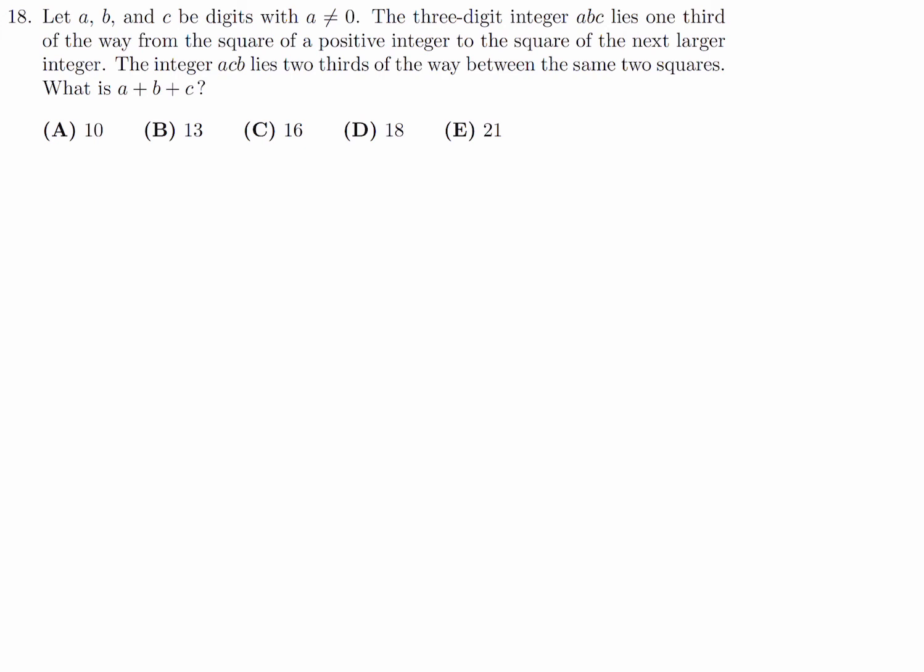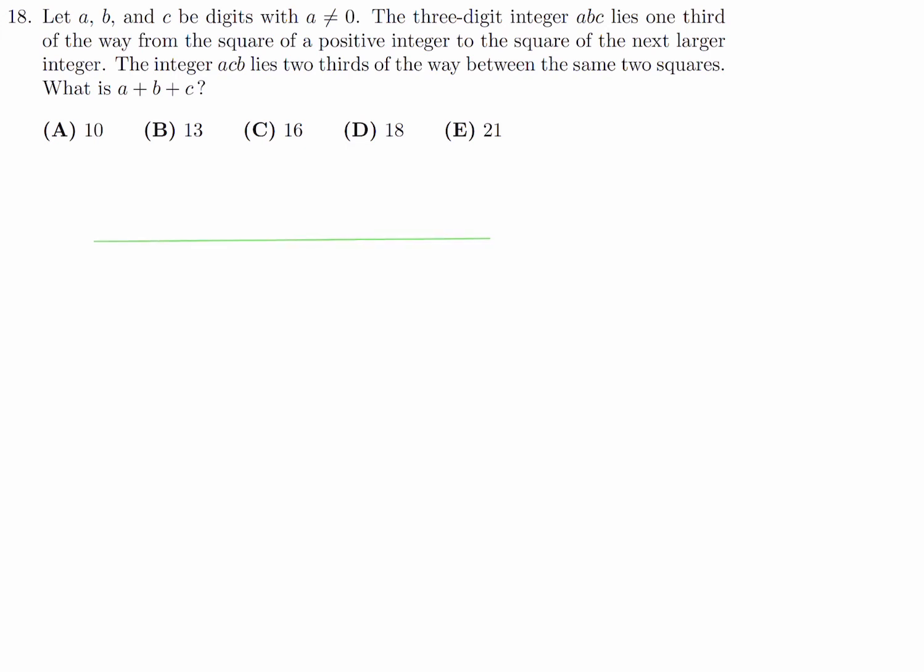Let A, B, and C be the digits with A not equal to 0. The 3-digit integer ABC lies 1/3 of the way from the square of a positive integer to the square of the next larger integer. The integer ACB lies 2/3 of the way between the same two squares. What is A plus B plus C?